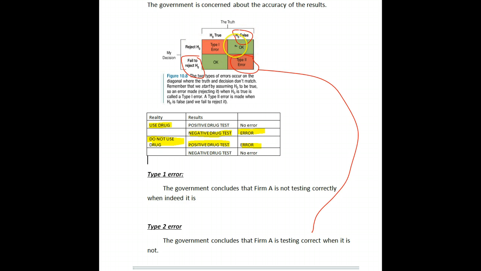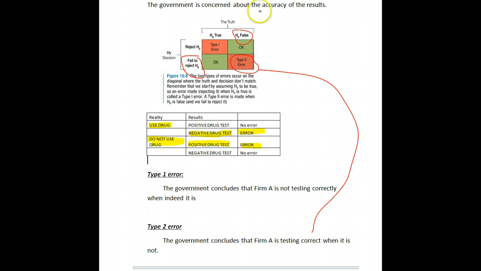That would have been okay if it did, but it didn't. And in that case, the firm is not testing correctly, the government says it is, or fails to say that it's not, then we have a type 2 error. So I deliberately did this to mix in the drug testing and what's happening in that background, and then the government looking at the firm that's doing it and making a judgment on the firm.